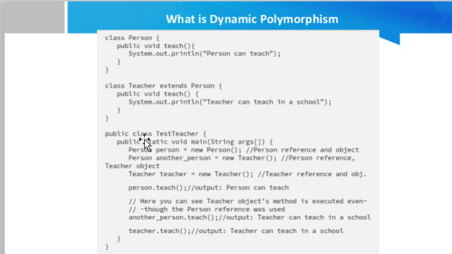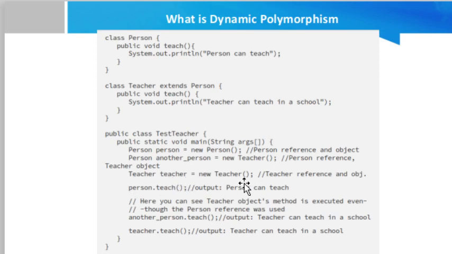Now the main class, to test the Teacher, you just want to run the classes. Here is the public static void main method. We created an object person: Person person = new Person. So we have created an object of the Person class. Then Person anotherPerson = new Teacher. Now see here, when we are creating this object anotherPerson, we are referring it to the Teacher class. That means the first object is referring to the parent class, and this object is referring to the child class.